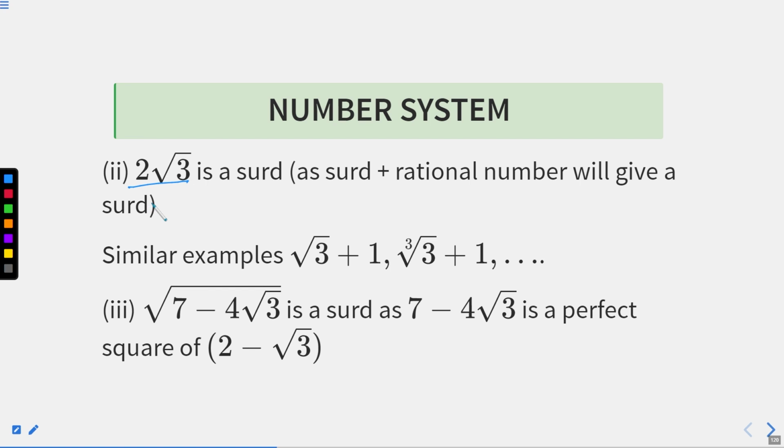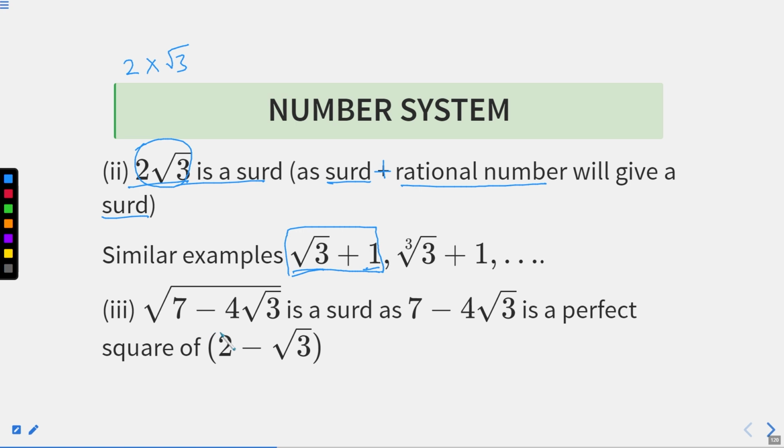2 root 3 is also a surd, and this representation can also mean that 2 is multiplied by root 3. Okay, clear? So it is an example of a surd. In a similar manner, we can add a rational number to a surd, just represent it like this, and it is also a surd. A surd added to some rational number will give me a surd. I hope this is clear.